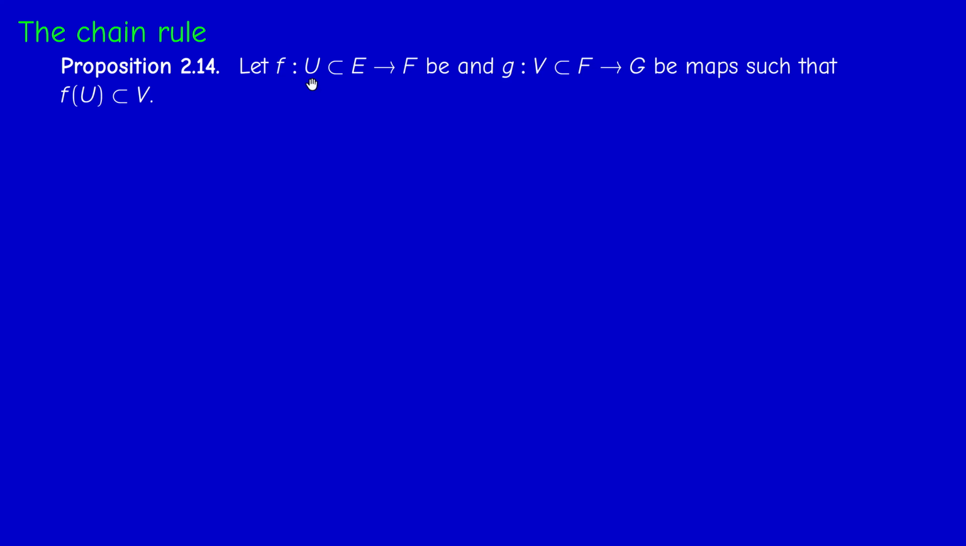So I first go from E to F by small f, and then I go from F to another space, G, by composing with g. So always pay attention: in order for g circle f to be defined, I need the range of f to be included in the domain of g. So I assume that small f of U is contained in capital V. Okay, so we can draw a diagram from E to F and from F to G.